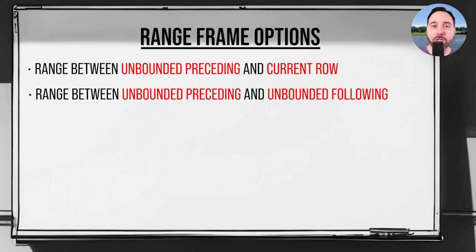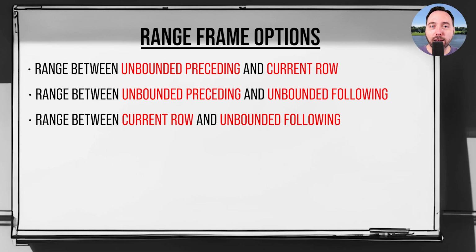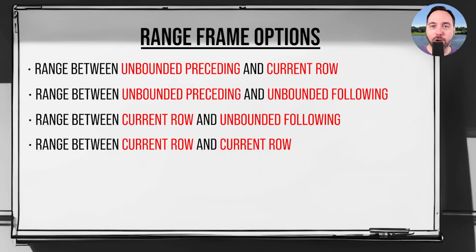The third option is range between current row and unbounded following. This is almost the opposite of a running total. It's pretty rare to see this option in action, but we could probably come up with some kind of scenario like how much of some total is remaining. Finally, we have range between current row and current row. This is technically possible, but honestly, it's kind of dumb.